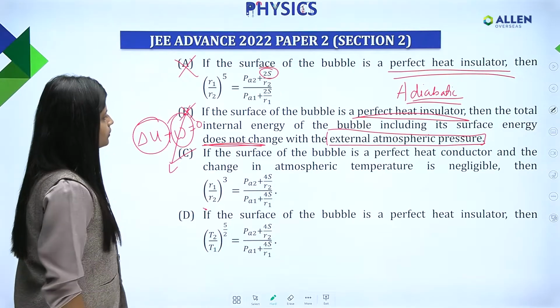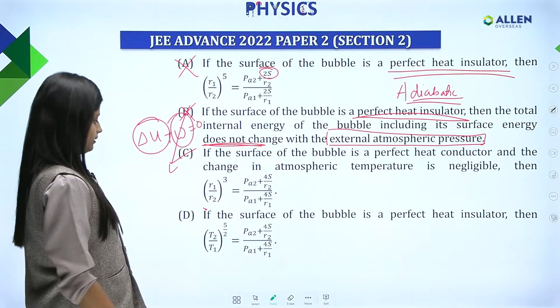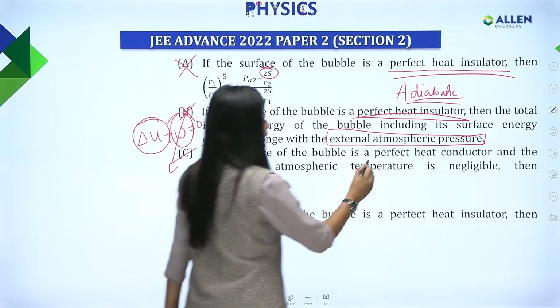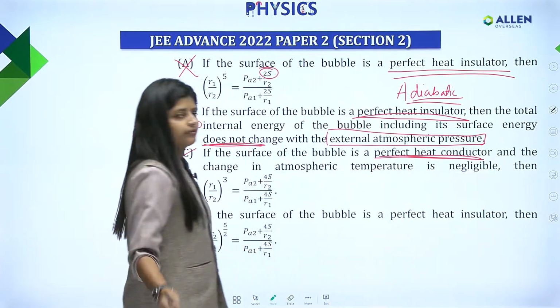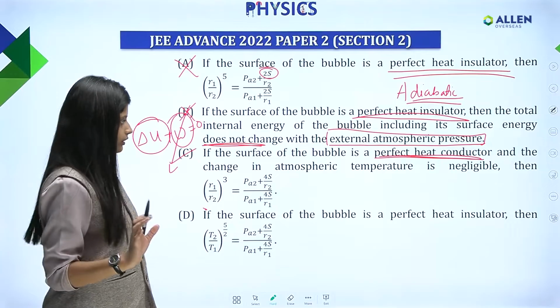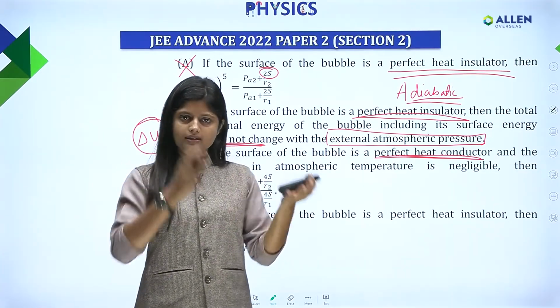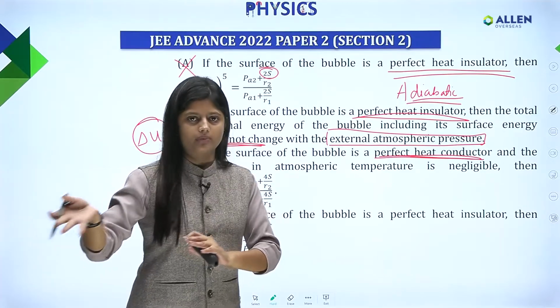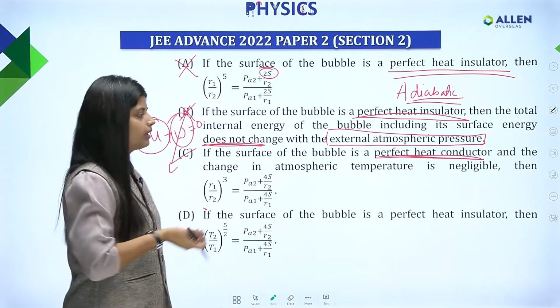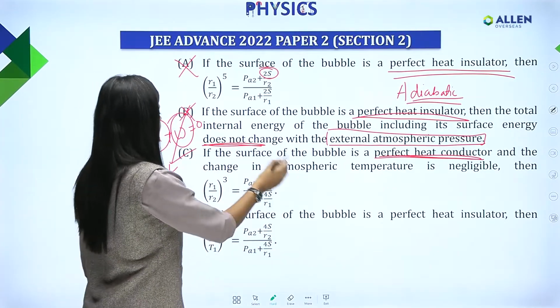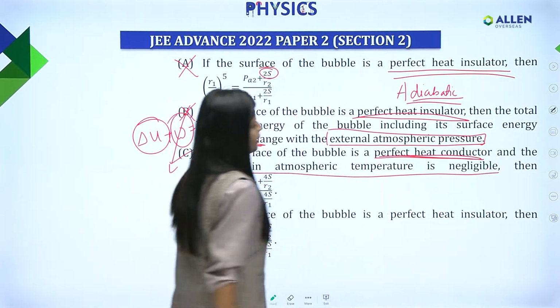If the surface of the bubble is a perfect heat conductor, now here it is saying perfect heat conductor. So adiabatic process is not there. Okay, and what is the meaning of perfect heat conductor? It means that inside temperature will be equal to outside temperature because it will conduct the heat perfectly and the change in atmospheric temperature is negligible.